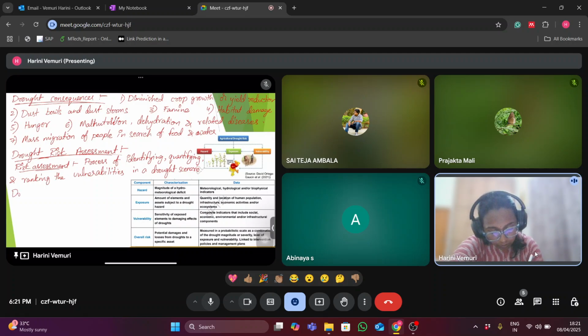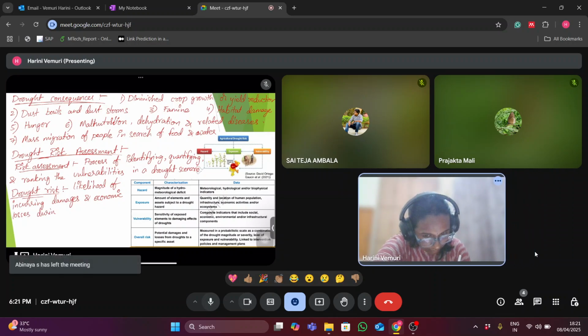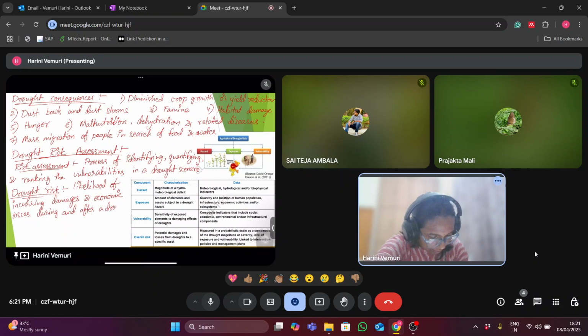Okay. So what does drought risk mean? It's the likelihood of incurring damages and economic losses during and after a drought. So that's what we will see.